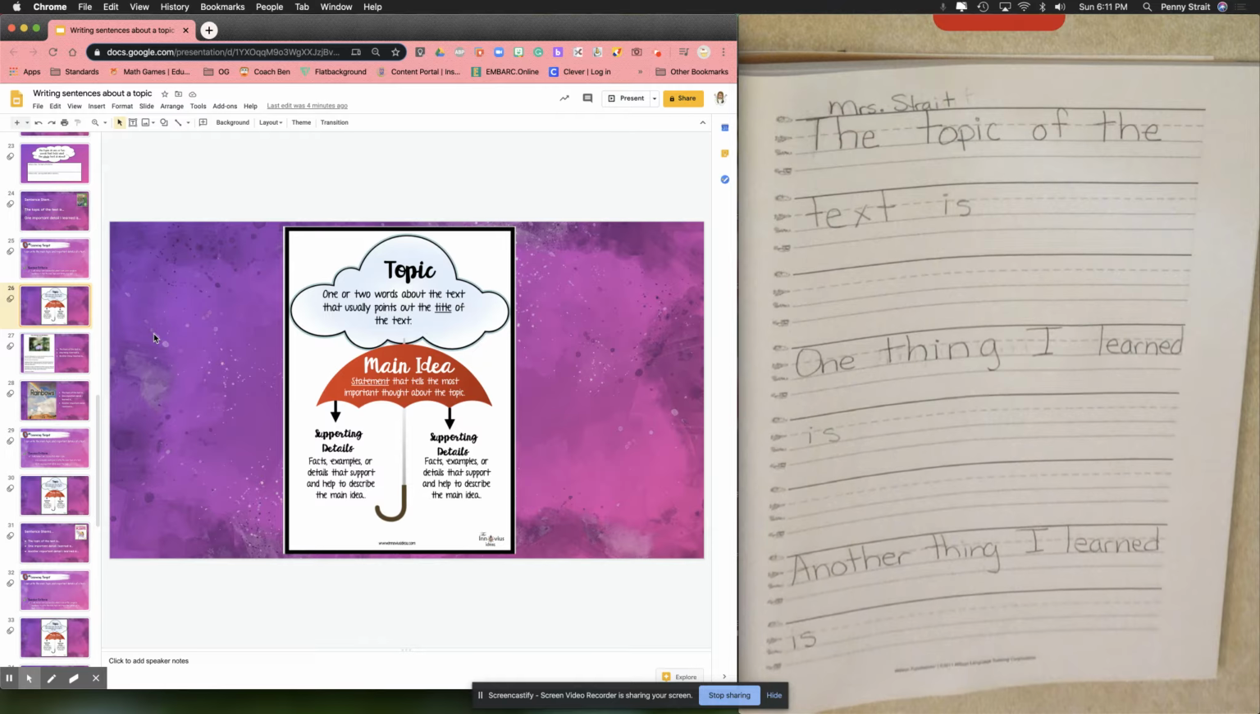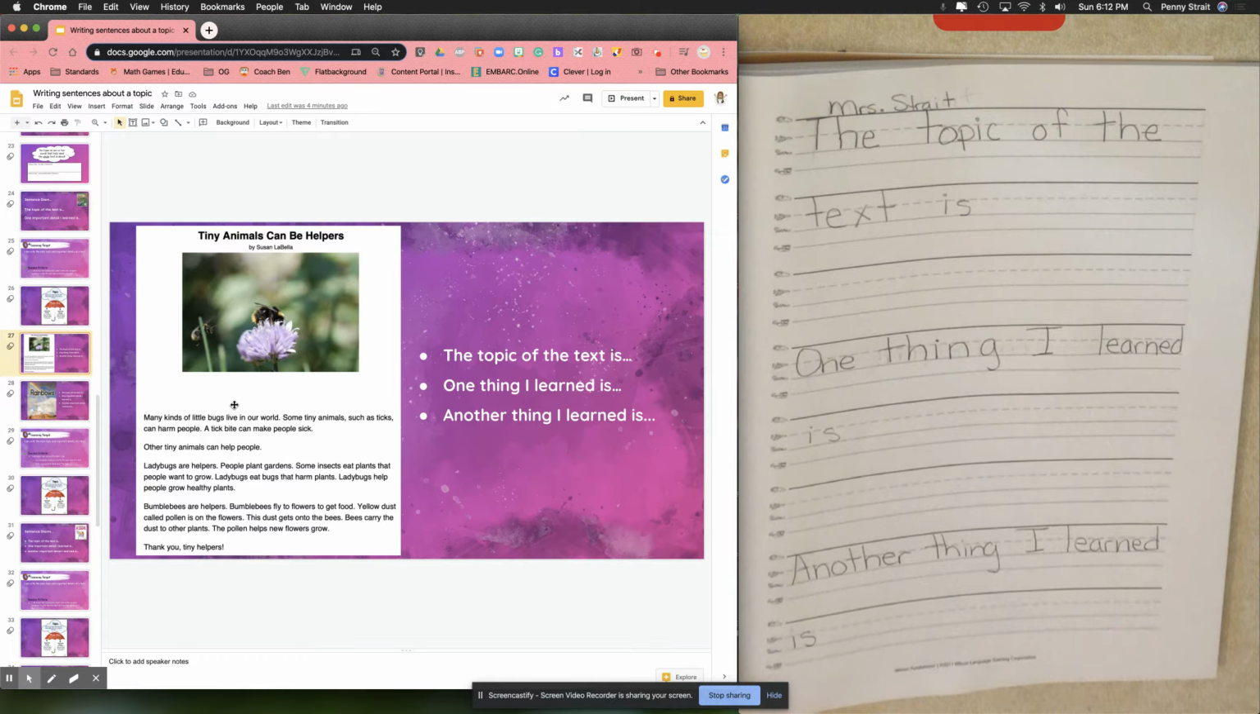We've been talking about the main topic, which is a few words that talk about what the whole text is about. And we talked about the title being a very important clue. We should always look at the title to help us understand the topic of the text. The supporting details are the facts and examples that talk about the topic, or they're what we learn about the topic. They're those little pieces of information.